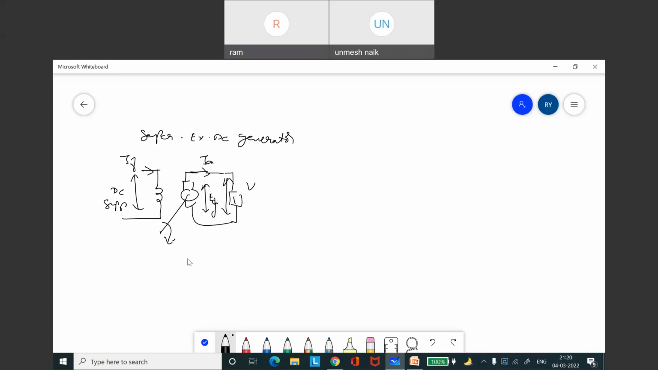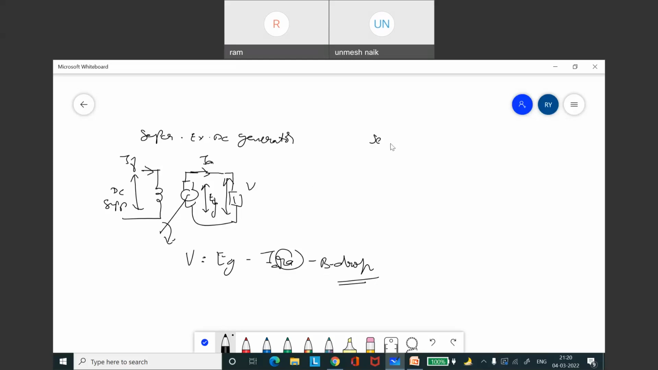So V can be given as EG minus. Generally, there are two drops. One is armature resistance drop. This is IARA. Other one is the brush drop. Generally, brush drop will be very negligible. Okay, if they specify the value, you can consider. Otherwise, we can ignore that.